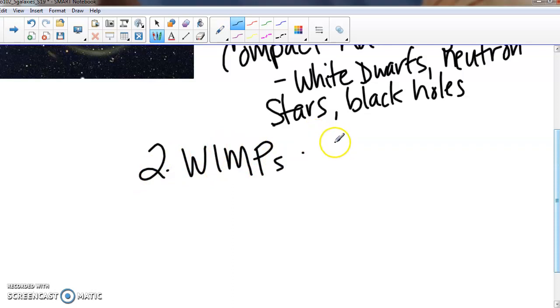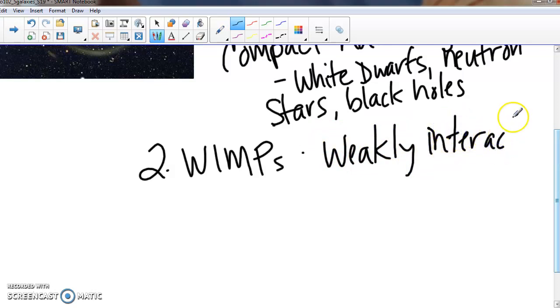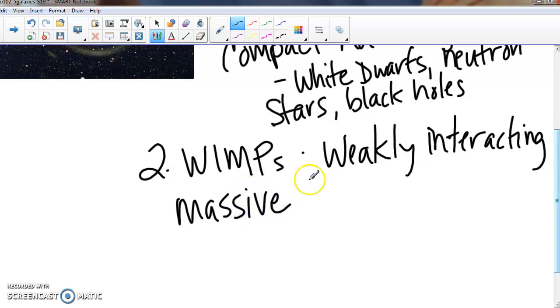All right, and WIMPs stands for weakly interacting, meaning that we don't see them because they don't interact with matter very much. They are weakly interacting, but massive, right? We've got to have mass, 90% of the galaxy, massive particles. These guys aren't big objects, but they are small things. Weakly interacting massive particles. These are theoretical things with weird names like fermions and neutralinos.